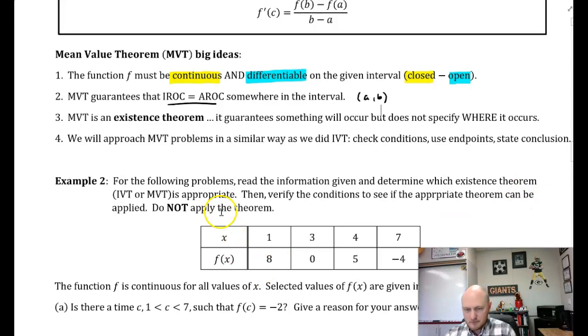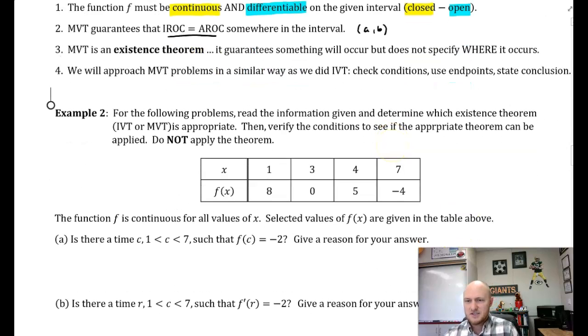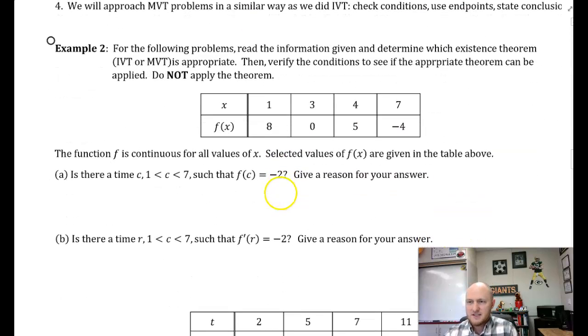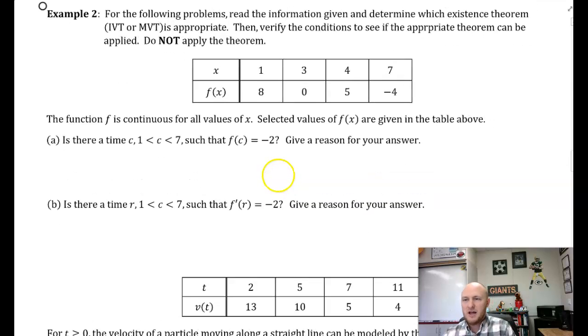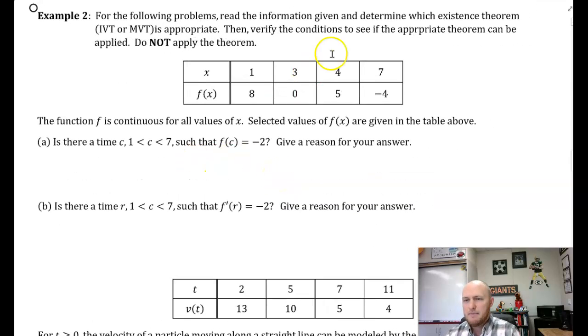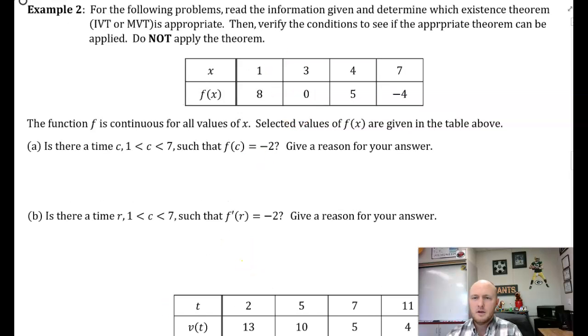Okay? All right. Let's go ahead and look at some examples, and let's just check and see, okay, am I going to apply the IVT or the MVT, and then verify the conditions if they are appropriate. We do not apply them in these next two examples. Okay, example 2. For the following problems, read the information given and determine which existence theorem, the IVT or the MVT, is appropriate. Then verify the conditions to see if the appropriate theorem can be applied. Do not apply the theorem.